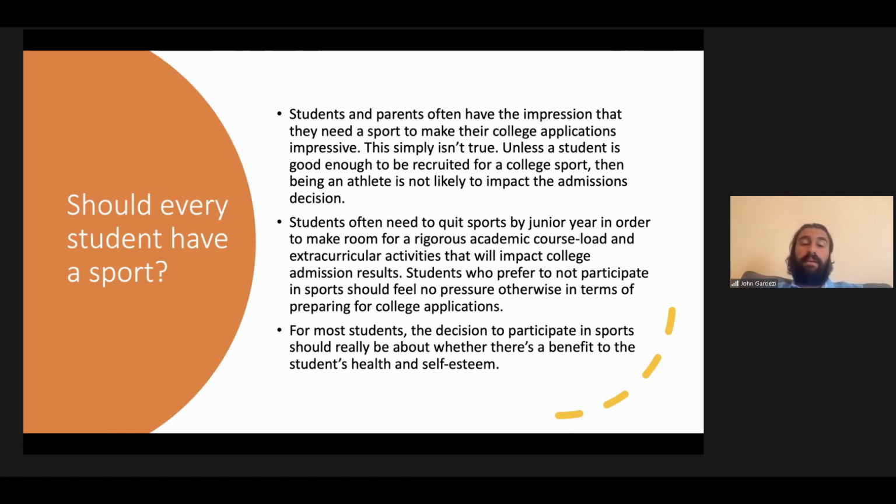Keep in mind, though, that sports are a great way to boost your overall health and your self-esteem as a student. So participate where you can, but if you can't, that's okay. Don't worry. It's not make or break from a college admissions perspective.